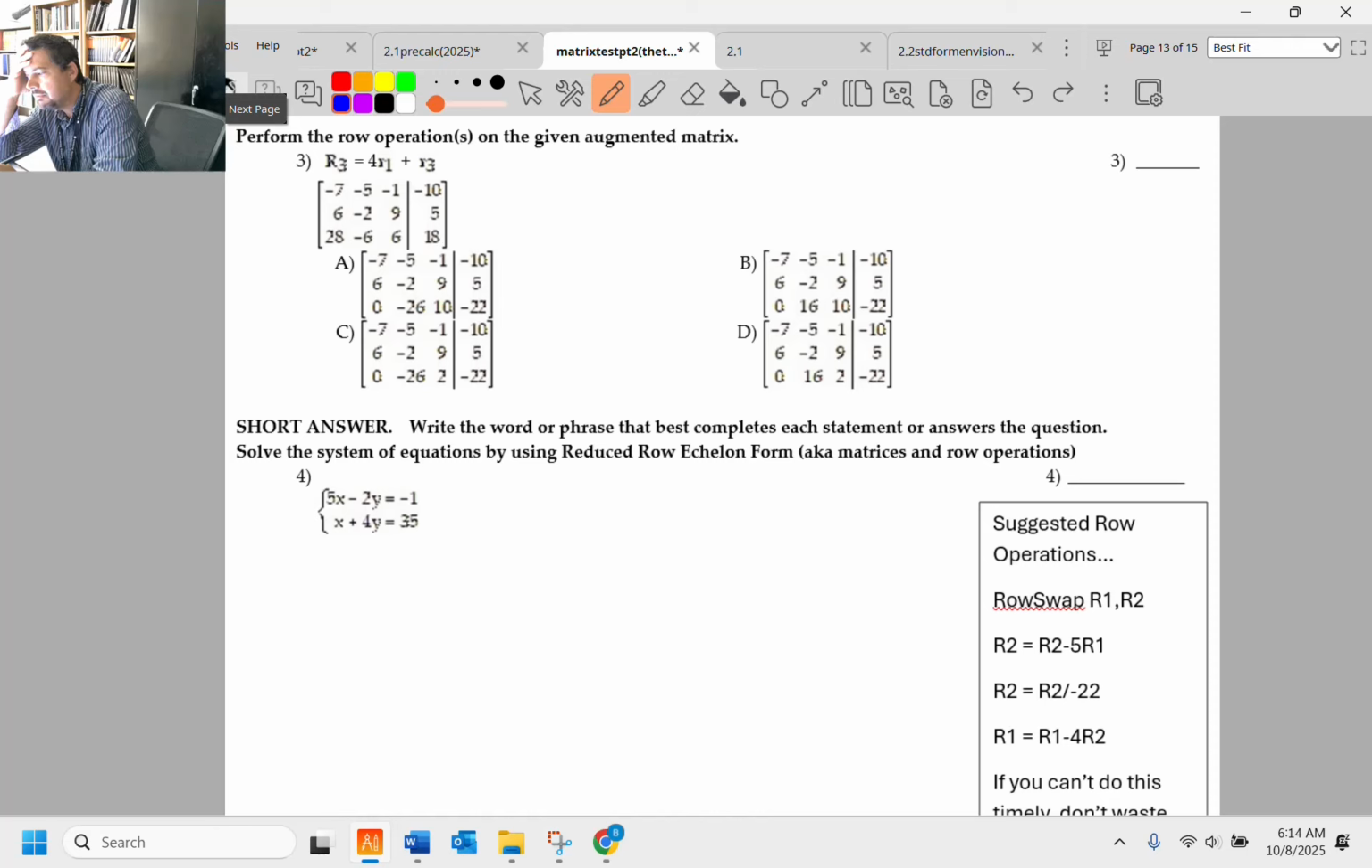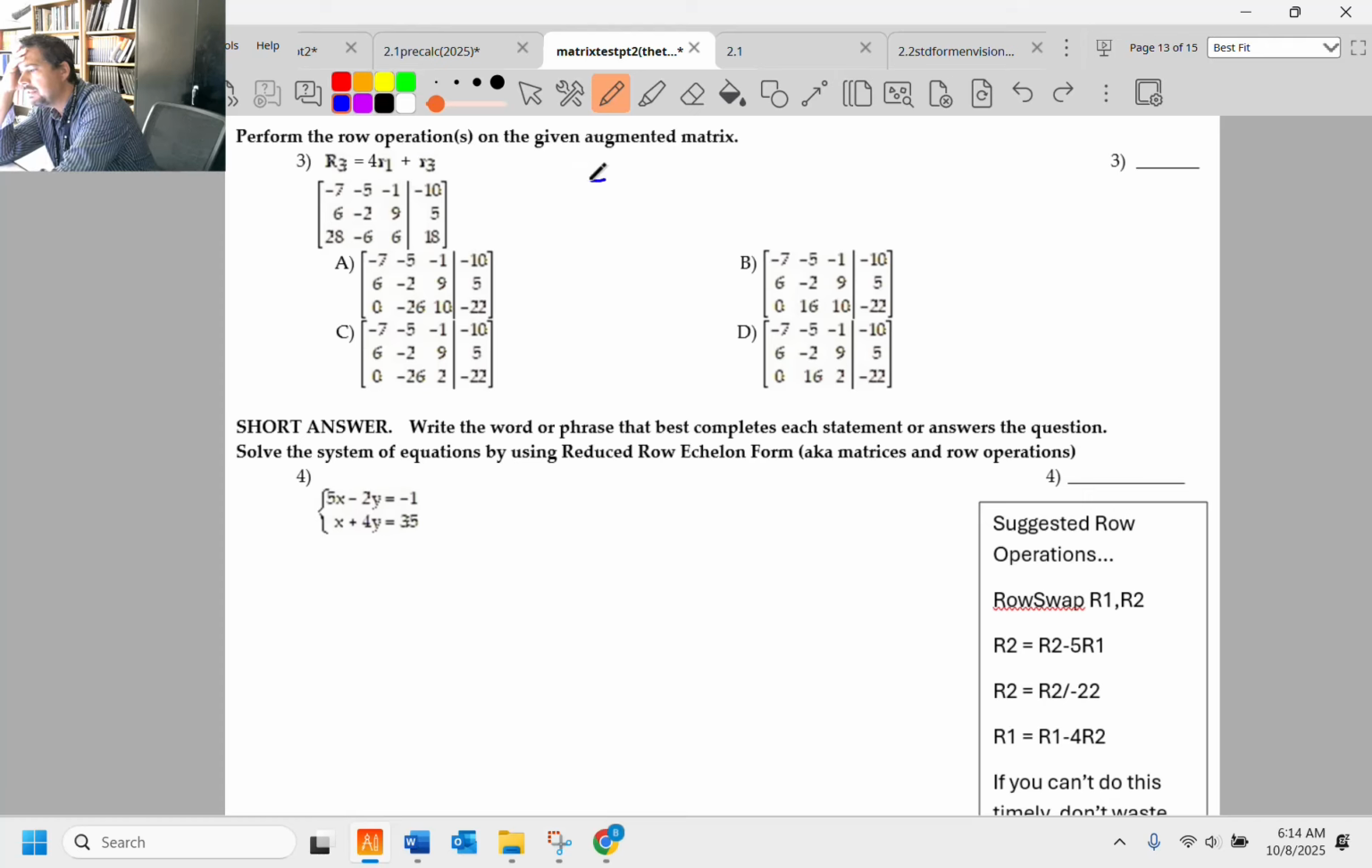This one was, by and large, for what I graded so far, pretty good. But, you know, a lot of kids still miss it because you don't quite understand row operations. So what I need to do is I need to multiply row 1 by 4. And this is where the mistakes tend to be made that I saw.